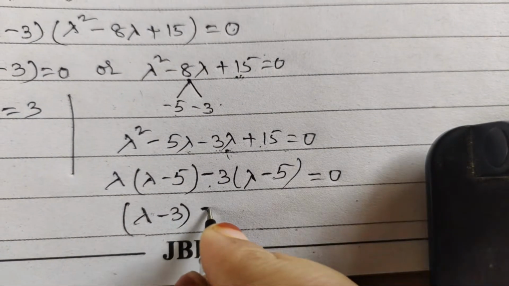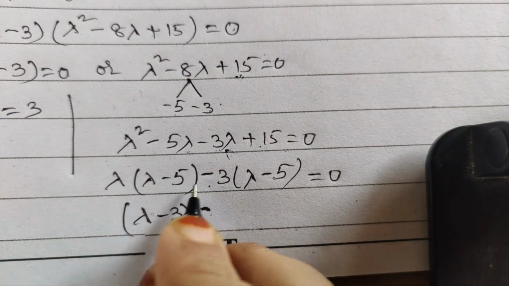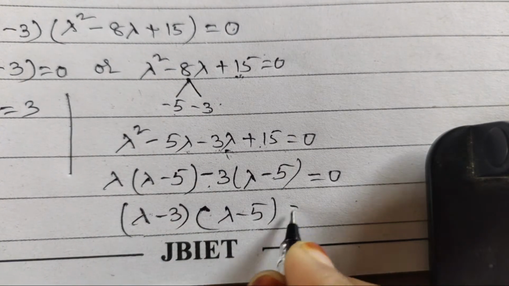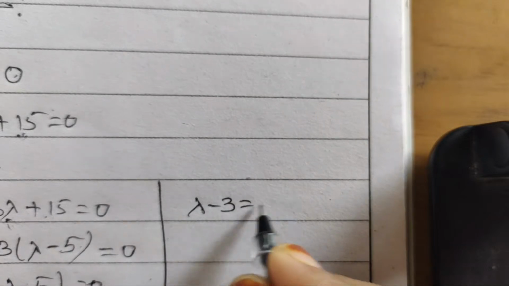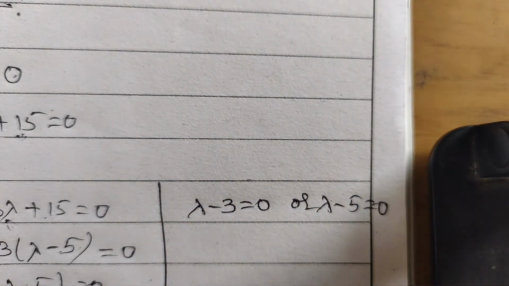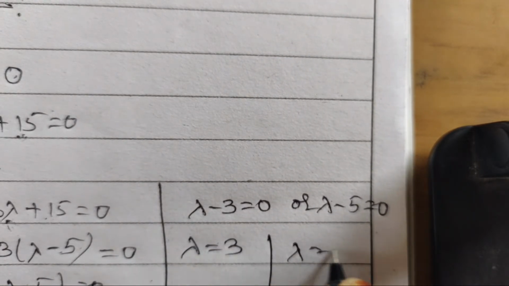next, from these two, what is common? Lambda minus 5 is common. So lambda minus 5 equals 0. So what roots am I getting here? Next, lambda minus 3 equals 0, or lambda minus 5 equals 0. Lambda equals 3 and lambda equals 5.